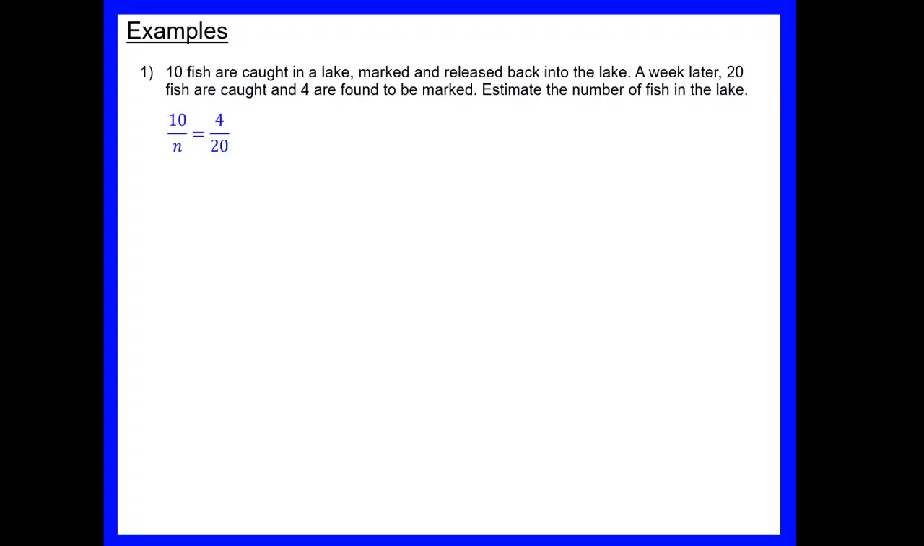We're looking at proportion. So originally then, we had 10 fish out of an unknown population. So I've just called the unknown population N. So we've got 10 fish that we've marked and then released. We've then caught 20 fish, so we know the population that we've caught, and 4 of them are marked. Now we're assuming that these fractions are equivalent, so we need to make them equivalent.